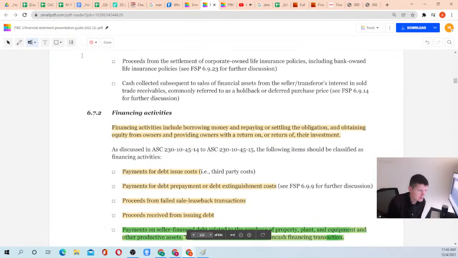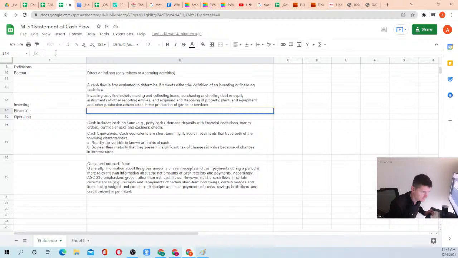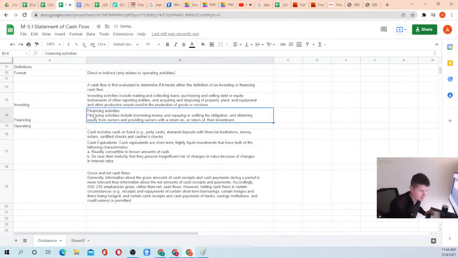Okay, financing activities. Financing activities include borrowing money and repaying or settling the obligation, and obtaining equity from owners and providing owners with a return on or return of their investment. Okay, let's copy that. So transactions with creditors, repaying or settling the obligation, borrowing the money, obtaining equity from owners and providing owners with a return.